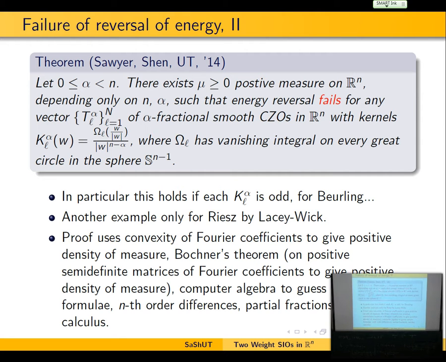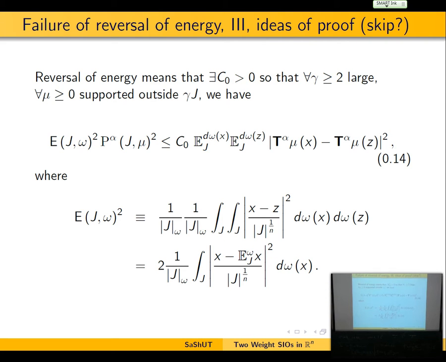The proof of this estimate uses convexity of Fourier coefficients to give a positive density of measure, Bochner's theorem, which was a surprise, at least for me. I'll explain in a moment why. And also some computer algebra, third partial differences, residue calculus and partial fractions. So I guess I have some time, so I'll give an idea of the proof of the failure of reversal of energy.